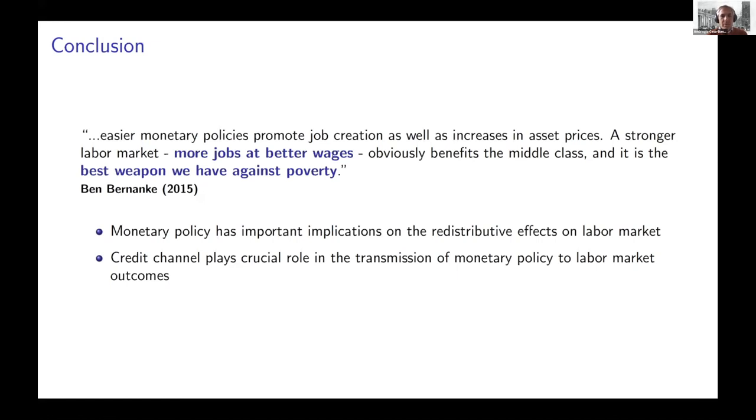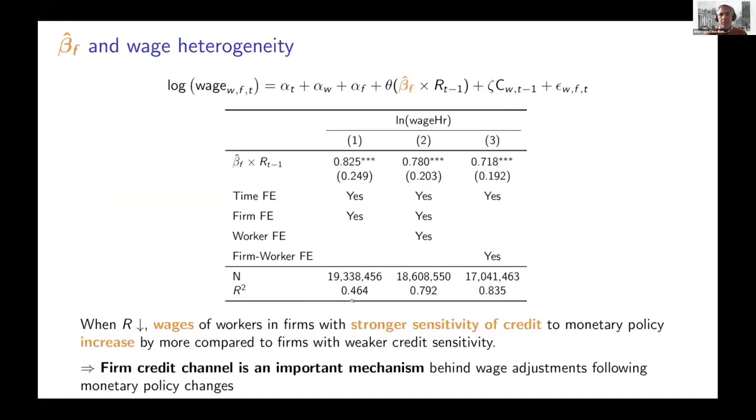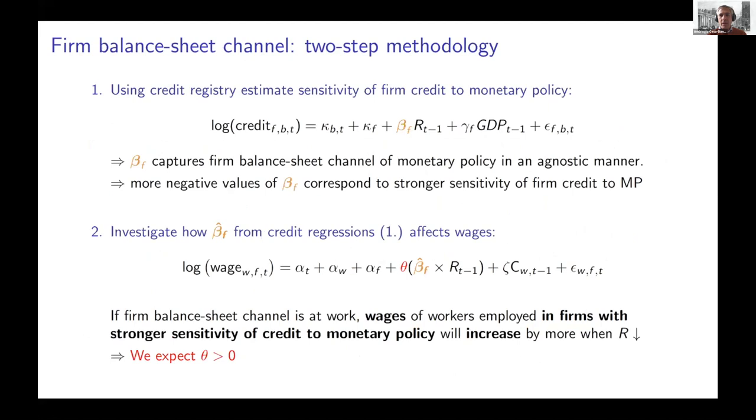It's really interesting work. My question is about your agnostic methodology to measure the firm balance sheet effect and the bank lending effects. I was a bit confused by it because I had the impression it was a bit circular, in the sense that you first try to gauge how sensitive, let's say, firms are to a monetary policy change, and then use that estimated sensitivity back in your first regression, in your wage regression.